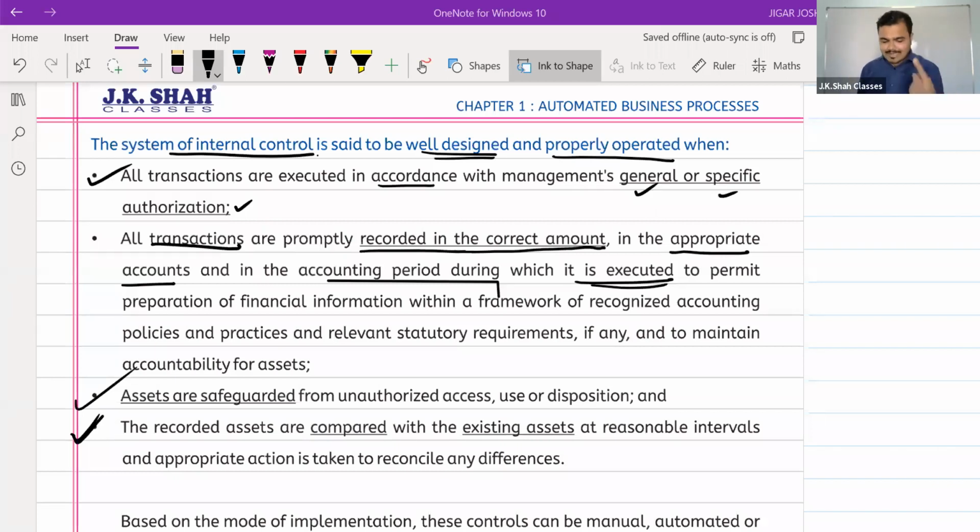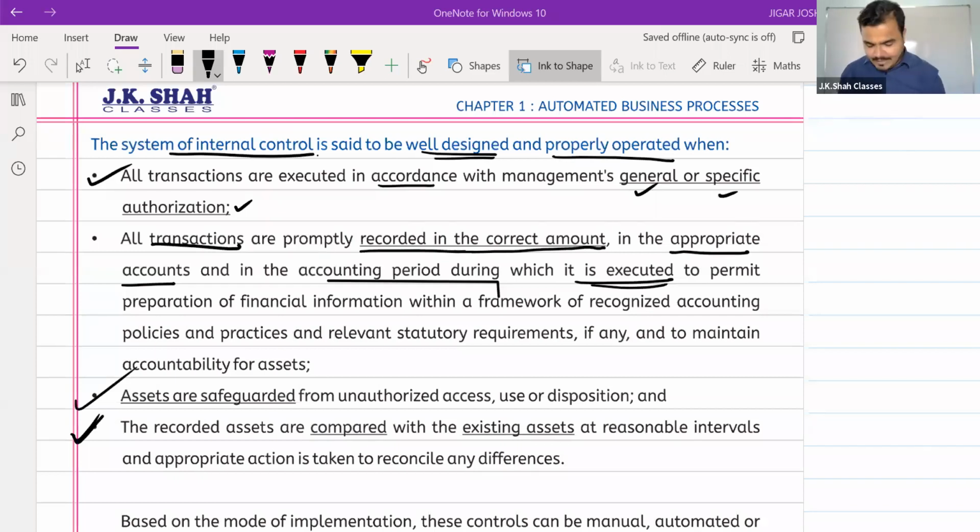So four things, people. Number one, sir, all transactions must be done in accordance with the management policy, and proper authorization must be accepted, whether general or specific in nature. Second, all transactions must be recorded with the appropriate amount, within the appropriate time, and most importantly, accurately in the books of accounts. Third, all assets are required to be safeguarded properly. And fourth, all assets are required to be compared. Current assets or current records must be compared with the book records, to see that in actuality that number of assets exist or do not exist.